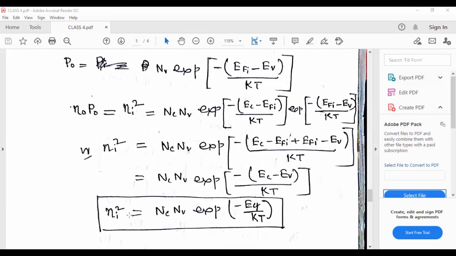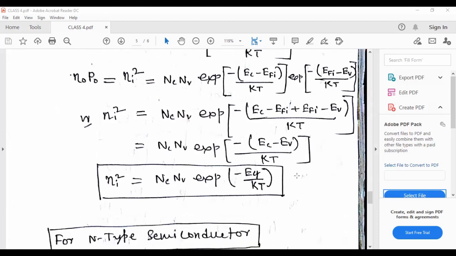So what is the value of ni squared? This is Nc Nv exponential of minus Eg by kT, because you know Ec is the conduction band minima and Ev is the valence band maxima. This difference we know is the energy gap Eg. So what is the value of ni? This is root over of Nc Nv exponential of minus Eg upon 2kT, because of this root. So 2kT.